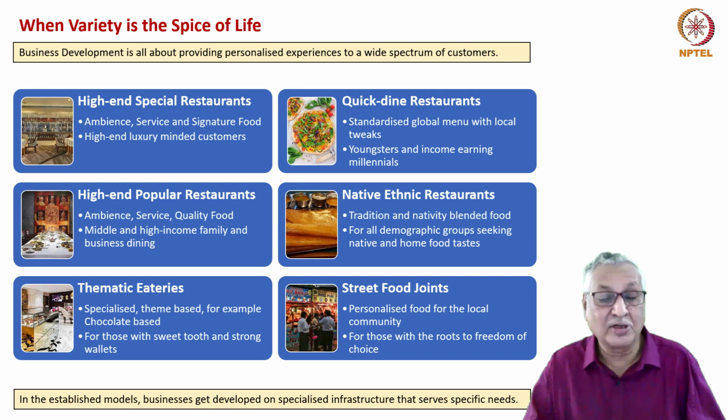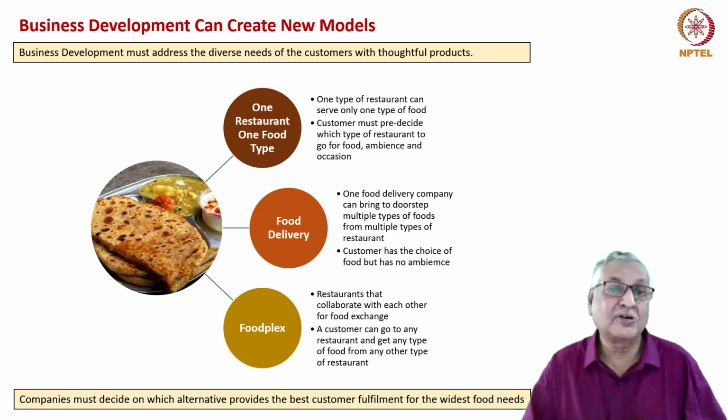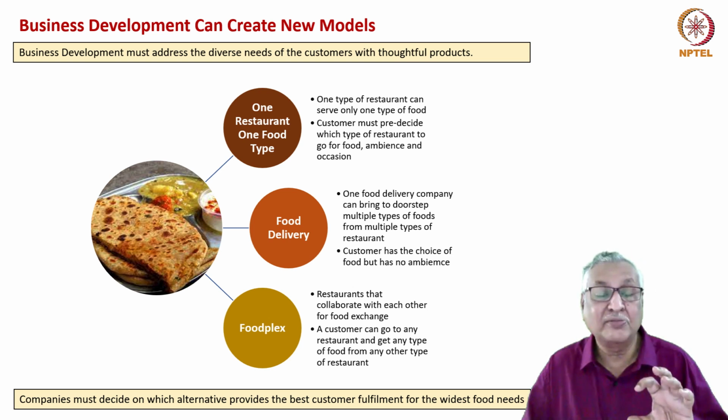In the established models, businesses get developed on specialized infrastructure that serves specific needs. Business development can create new models. Business development must address the diverse needs of the customers with thoughtful products. Food is the main ingredient for fulfilling the customer need. You can do that in three different ways.